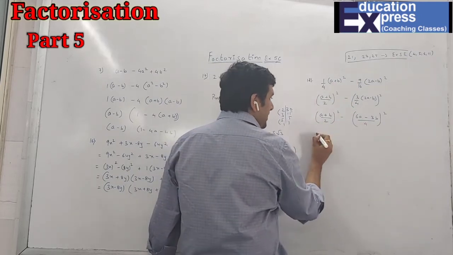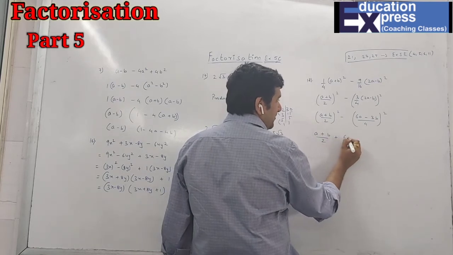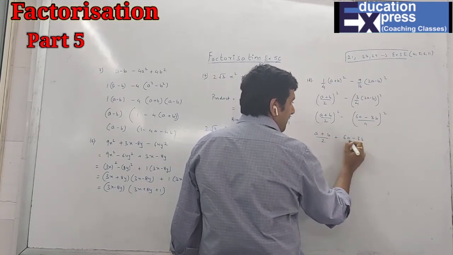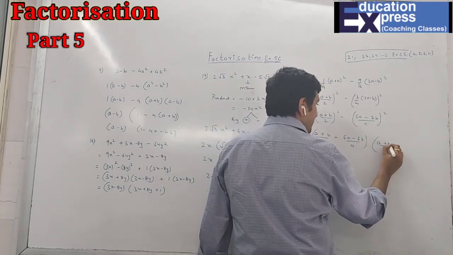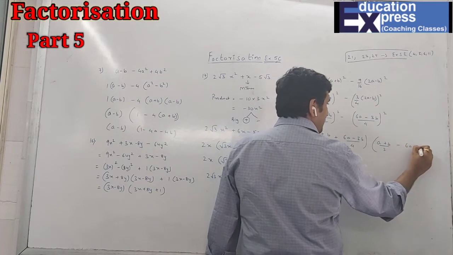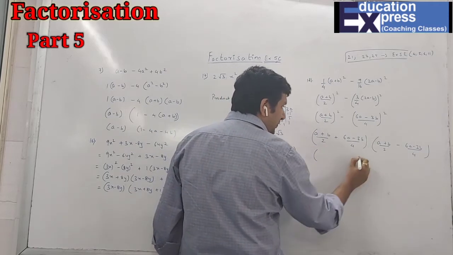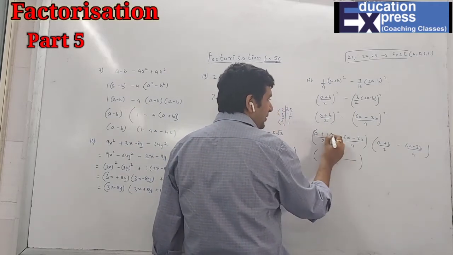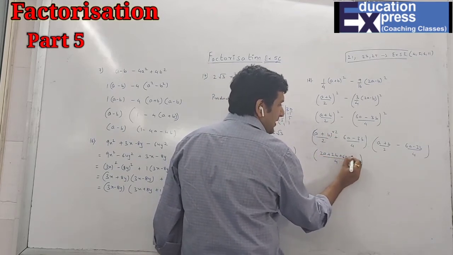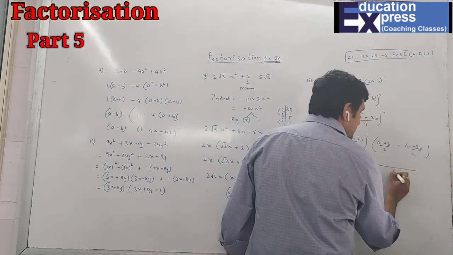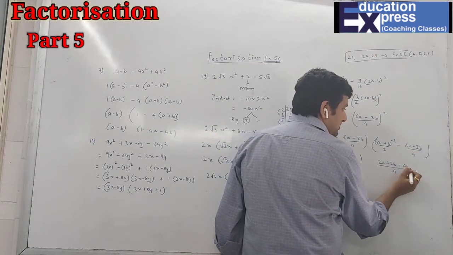Now a square minus b square is (a plus b) and (a minus b). So if I take LCM inside the brackets now, it will be 4. I have to multiply 2. So 2a plus 2b plus 6a minus 3b. Again the LCM is 4. Again I multiply 2. 2a, 2b minus 6a.